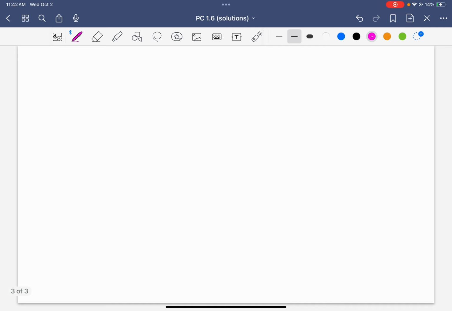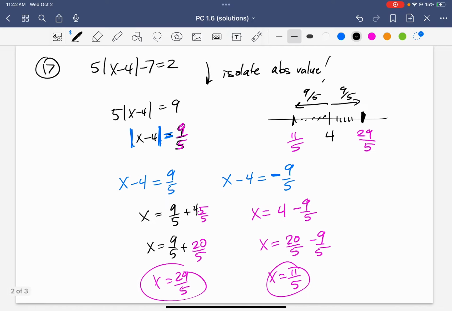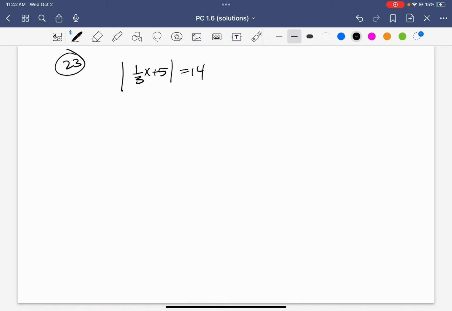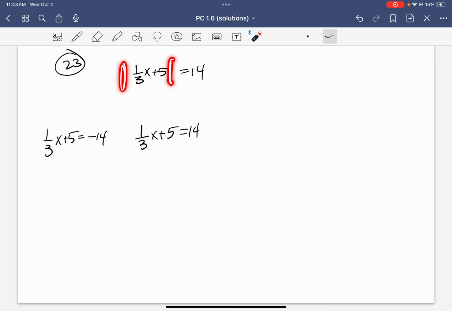All right, so that's 17. Now we need 23. So for 23, I need the absolute value of 1/3 of an x plus 5 is equal to 14. Well, the only way that that can happen for number 23 is if my stuff was either equal to 14 or my stuff was equal to negative 14. That's the only way an absolute value can be equal to 14 is if that stuff was 14 or that stuff was negative 14. One of the two, positive or negative. Okay.